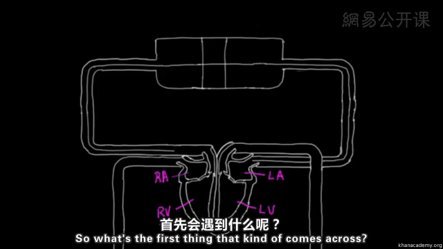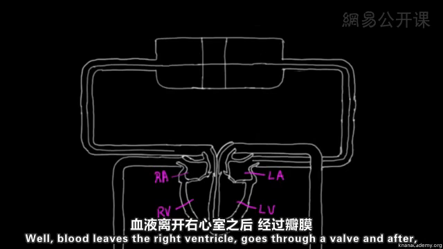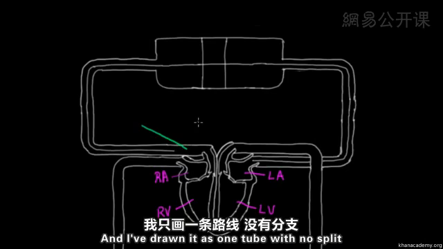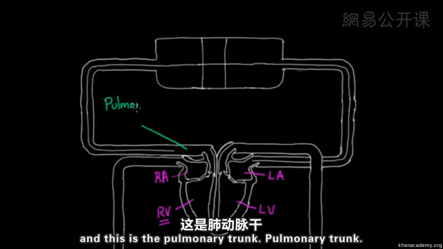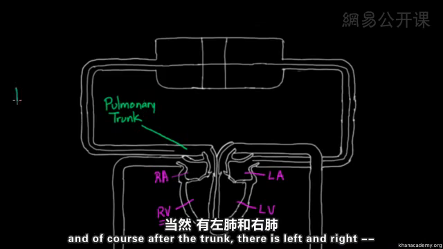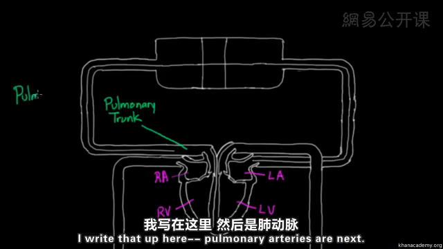So what's the first thing it comes across? Well, blood leaves the right ventricle, goes through a valve, and on the other side, you've got this area right here. I've drawn it as one tube with no split, and this is the pulmonary trunk. So blood is headed towards the lungs, going first through the trunk, and of course after the trunk there's a left and right. So I'll write that up here. The pulmonary arteries are next.